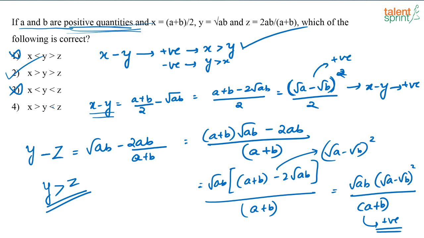Some of them could be like a is 0.5 and b is 1, or both a and b can be integers, or both of them can be 0.5, 0.2, something like this. So it is better to do it this way so that you don't go wrong. Is it clear? So the correct answer here will be option 2: x is greater than y is greater than z.